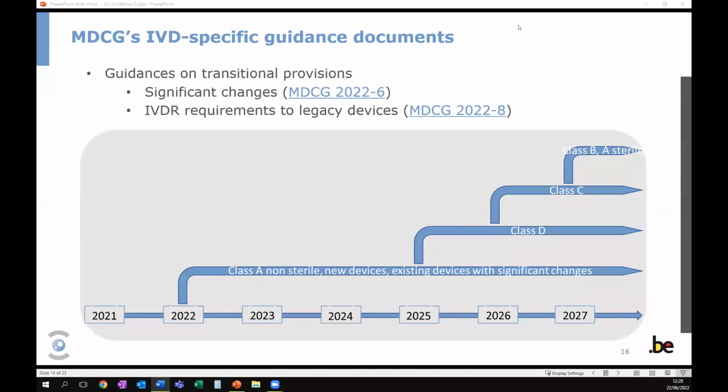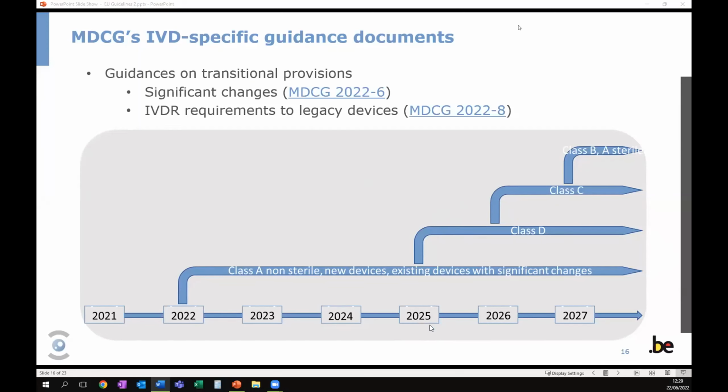Then there are two guidances that deal with the transitional provisions that apply to some devices. For instance, a Class D device can still be placed on the market until 2025 using the directive legislation. The same goes for Class C devices until 2026 and Class B devices even until 2027. So basically, there's this stepwise approach for applying the IVDR. After those dates, these devices need to follow the IVDR before being placed on the market. So after 2025, all Class D devices will have to follow the IVDR.